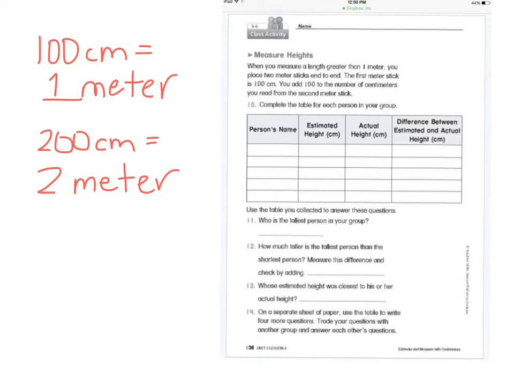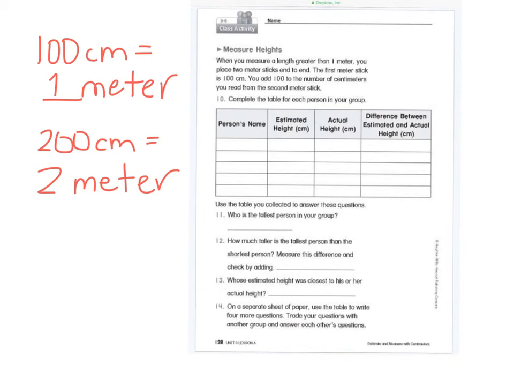So you're going to get together with 4 other people, and you're going to measure each of the people in your group with the 2 meter sticks. So one of you is going to stand with your back against the wall, and then you're going to measure that person's height at the top of their head. Then complete the table for those people in your group. You're going to put the person's name. You're going to estimate how tall they are first.